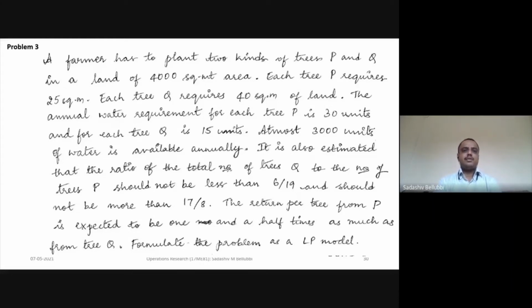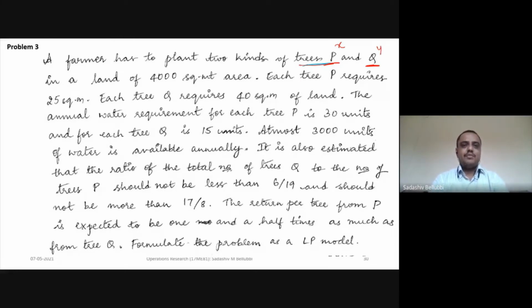A farmer has to plant 2 kinds of trees, P and Q. Okay, again it's only 2 variables that are given. So the farmer wants to plant 2 kinds of trees, P and Q. So it means that let the P type of tree be X and the Q type of tree be Y.